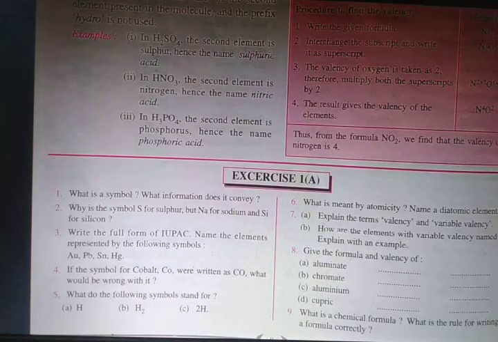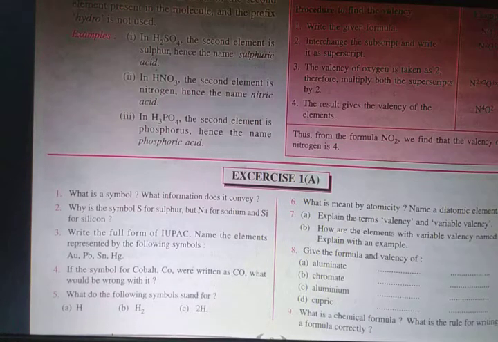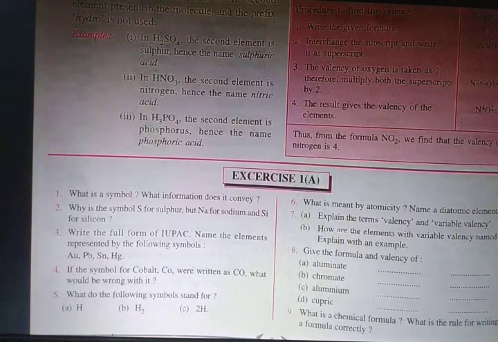Give the formula and valency of aluminate. Formula and valency of aluminate, chromate, aluminium, cupric. So aluminate is AlO2 minus. So this particular symbol you have to write. So aluminate is AlO2 minus, and the valency is 1.